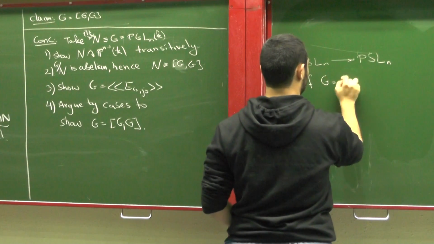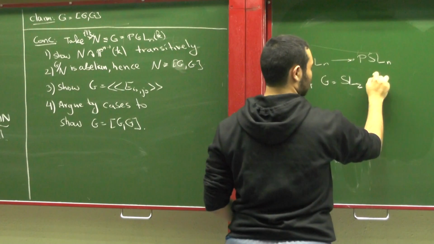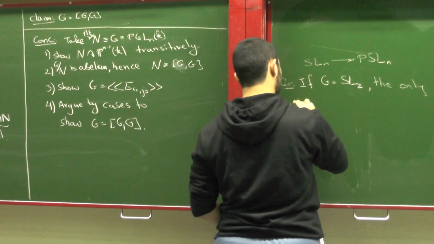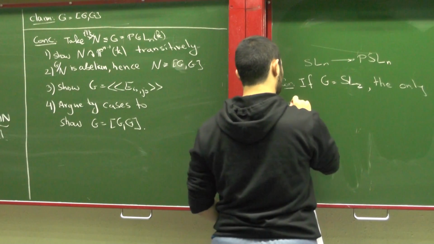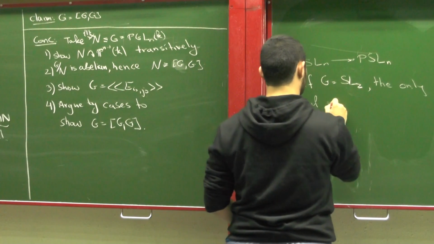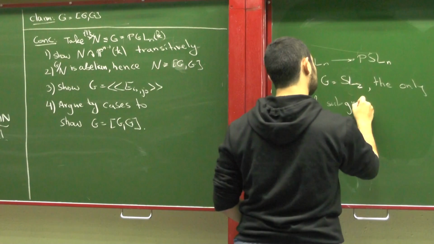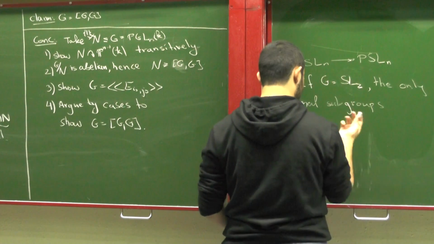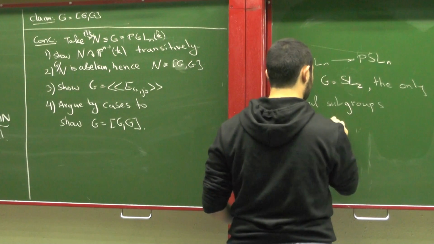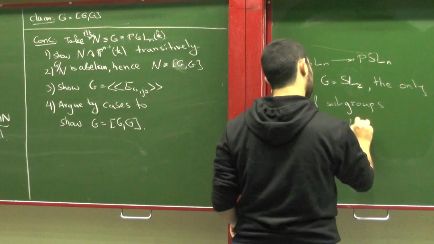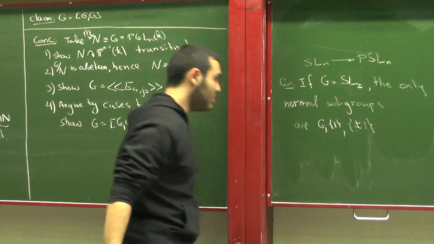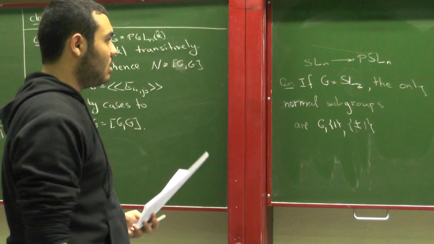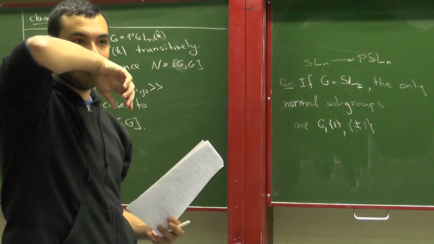So, for example, if it is SL2, the only normal subgroups are everything, nothing, something. Okay. If G is SL3?